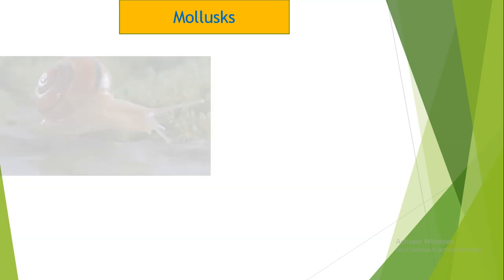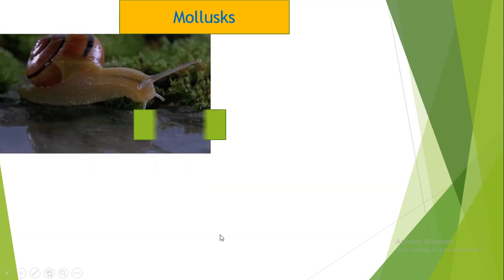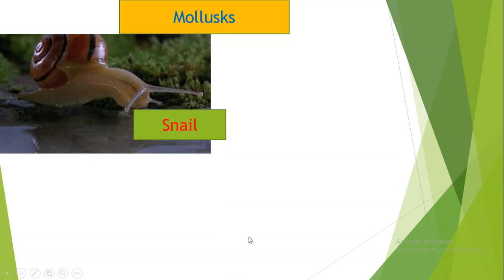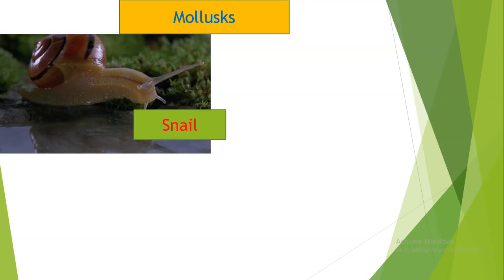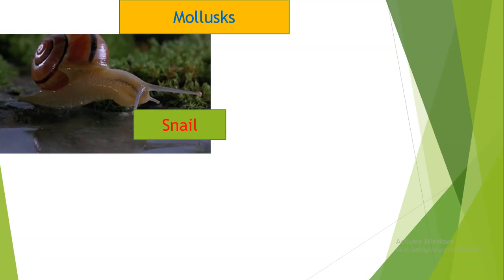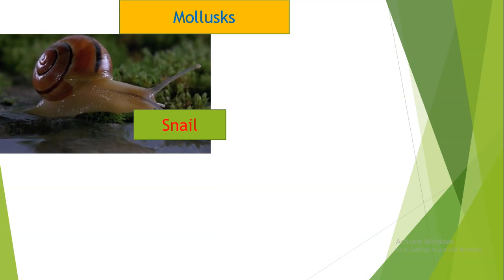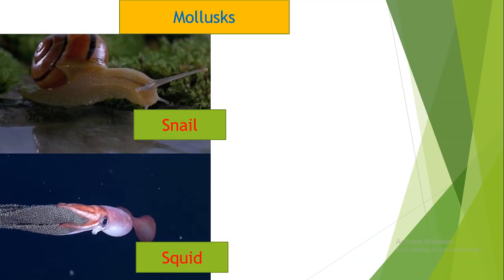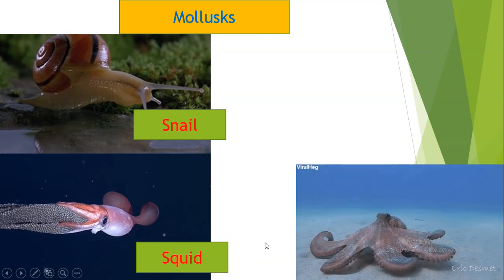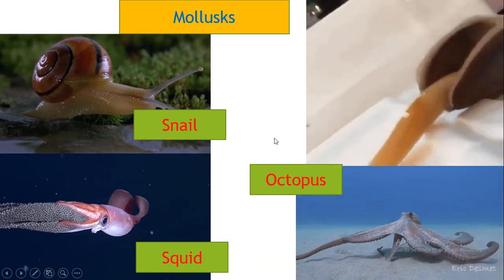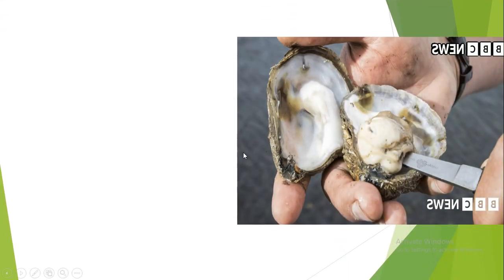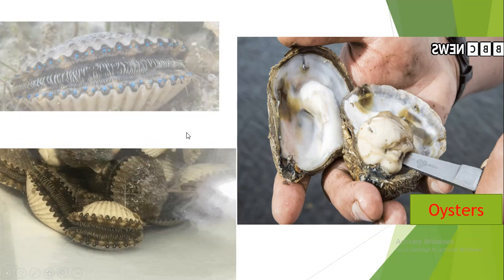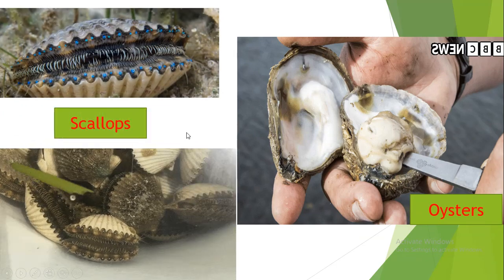Mollusks, like snails, they have soft bodies. I'm gonna mention some examples: snails, squids, octopus, clams, oysters, and scallops.